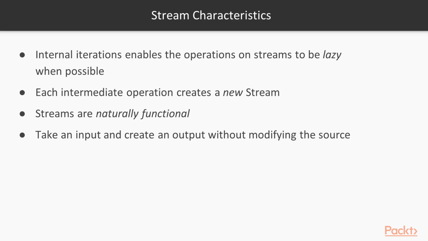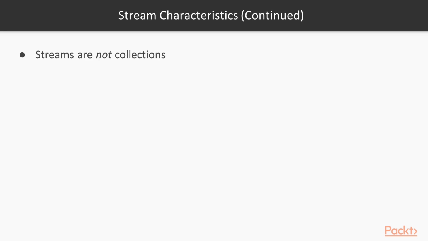They take the input and create an output without modifying the source. Because of their functional nature, streams allow for sequential and parallel execution, filtering based on given predicates, mapping of objects, and much more. Given that streams are a sequence of objects, you may be tempted to think that streams are a form of a collection, but that is simply not the case. Streams are definitely not collections.